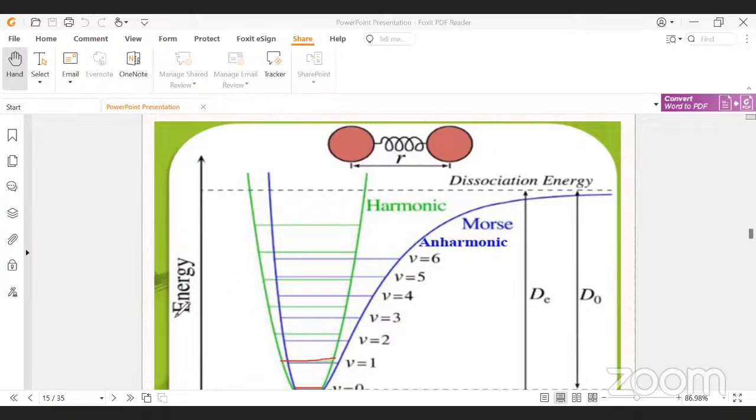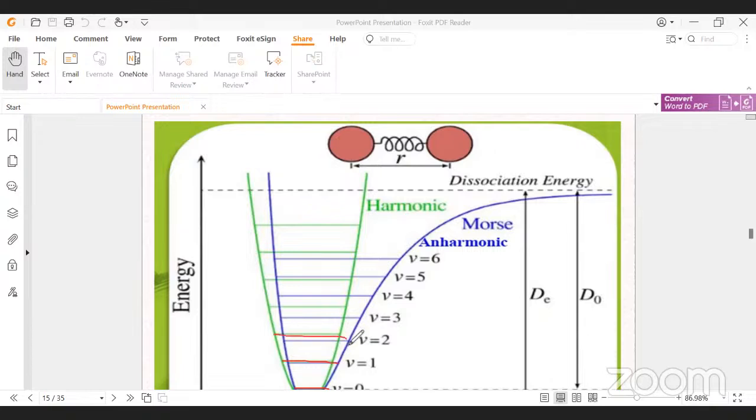The energy also increases. Energy increases, bond length increases. This is harmonic oscillation, but it is not real in practice. It is just a theoretical assumption only. Because in practice, energy increases, bond length increases, only to some extent.